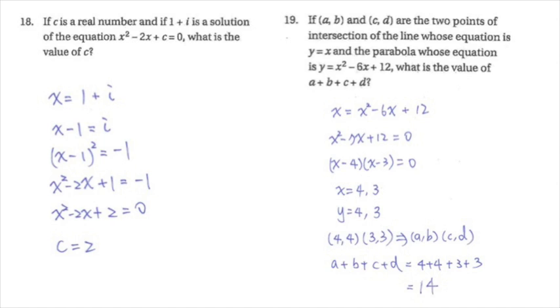For question 19, it says A, B, C, D are the 2 points of intersection of y equals x and y equals x squared minus 6x plus 12. We're asked to find A plus B plus C plus D. In this case, we need to find the intersections. So x equals x squared minus 6x plus 12. x squared minus 7x plus 12 equals 0. Factoring, we have x minus 4 times x minus 3 equals 0. So x equals 4 or 3. When x equals 4, y equals 4. When x equals 3, y equals 3. So AB is (4, 4), CD is (3, 3). So A plus B plus C plus D equals 14.